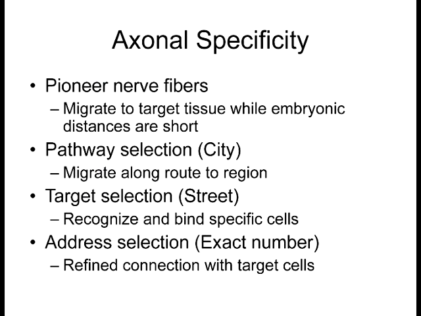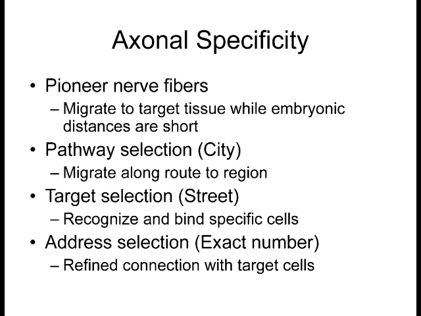Ways in which a neuron finds its location. The first one's called pathway selection. This is fairly broad, meaning it's not very specific. It's like saying, hey, I'm here in Utah and I want to get to San Diego, I'll take I-15. That's it. It's a very broad set of directions. Just go that way. Okay?